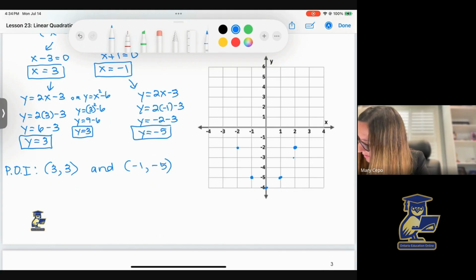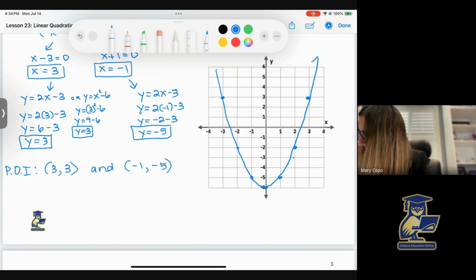And then, okay, so we just take the parent function down 6 units, and that would be our m of x, which is equal to x squared minus 6.